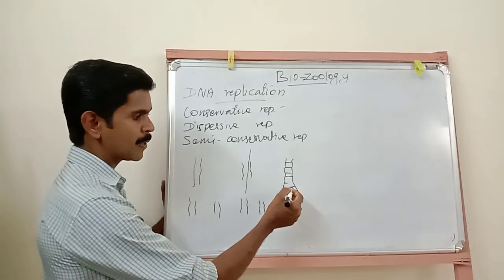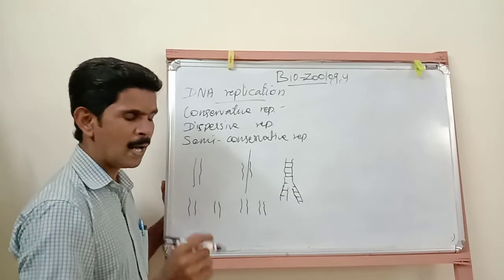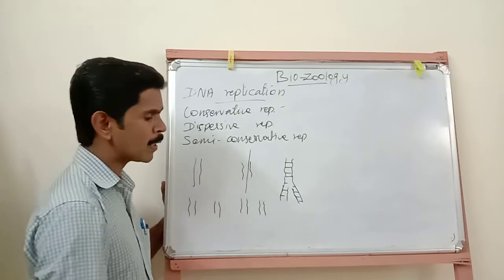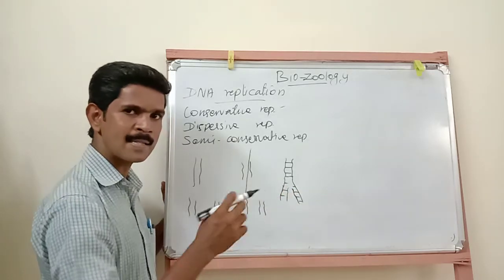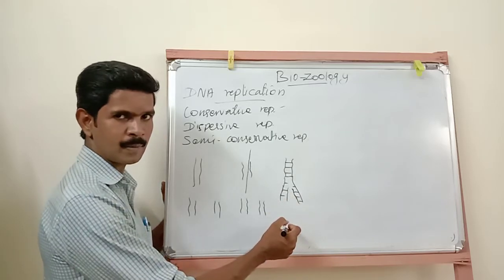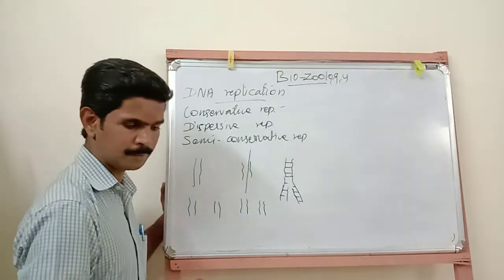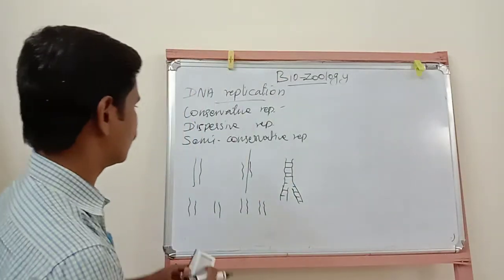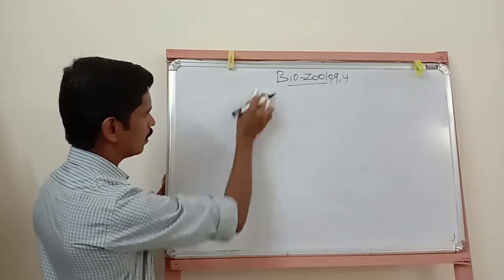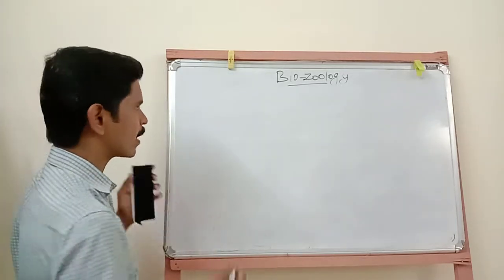Here, the replication process begins from one end, and during this time, the hydrogen bonds between the two strands are broken. Finally, both strands act as template strands, and both template strands produce new strands. Hope you understood this question. So that is DNA replication. Next one is experimental proof of DNA replication.